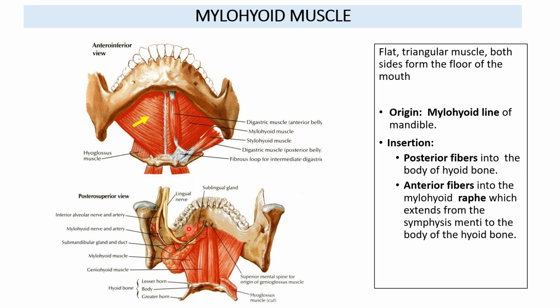The insertion of the mylohyoid fibers: the anterior fibers of the mylohyoid will insert into the mylohyoid raphe, which extends from the symphysis menti to the body of the hyoid. This is the raphe where the anterior fibers are going to insert. The posterior fibers of the mylohyoid will be inserted to the body of the hyoid bone. So this is the hyoid bone, and into its body the posterior fibers will be inserted.